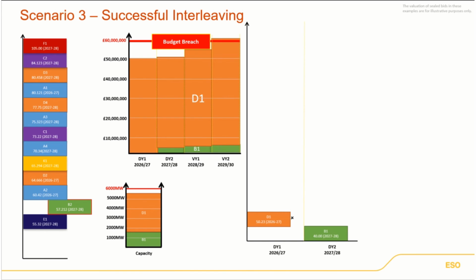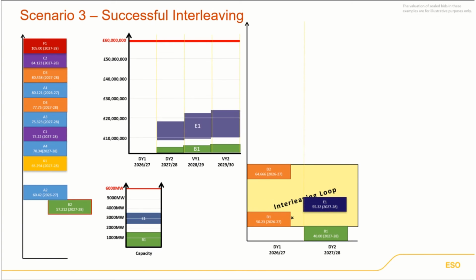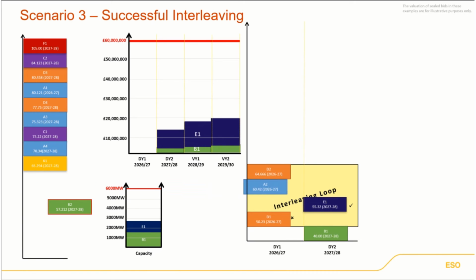Applicants may choose to submit flexible bids, and these can be at different capacities to the original application, or the lowest price bid. And in this example, bid D2 has been submitted at a higher strike price, but a lower capacity. Taking bid D2 as the flexible bid, we must then consider E1 and A2 and form an interleaving loop, as the bids are between the breaching bid and the applicant's next flexible bid. E1 and A2 are considered in the loop as they are bids which fall between bid D2.